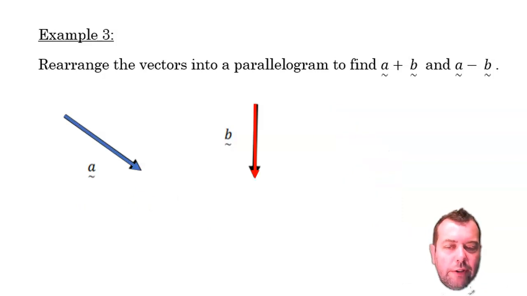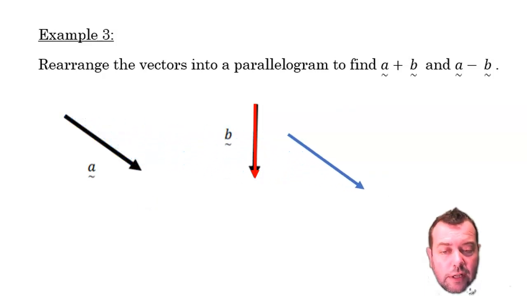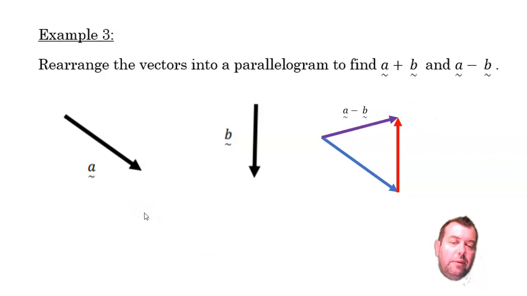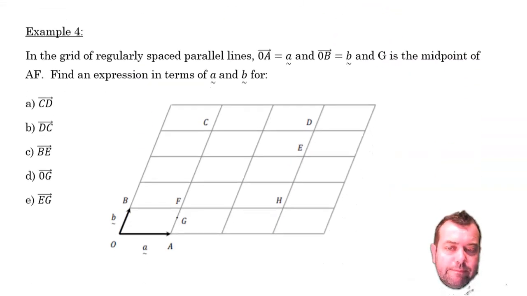Now I want to do A minus B. This is going to be like A plus negative B, if you like. So here's A. Now negative B, instead of pointing down, points up. So from the tail of A to the tip of negative B, there we go, and that is the vector A minus B. So far, so good.